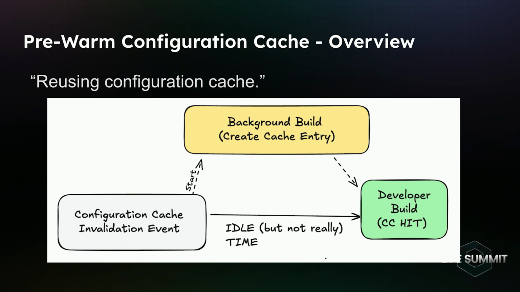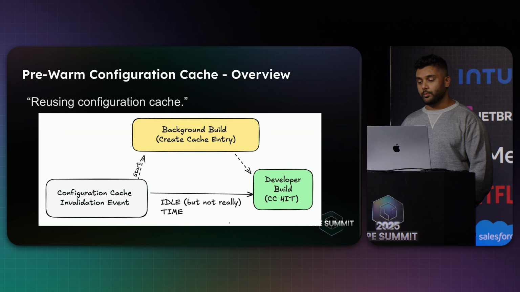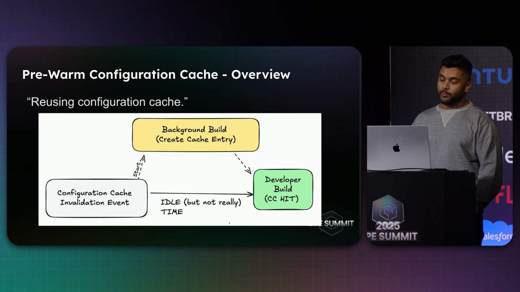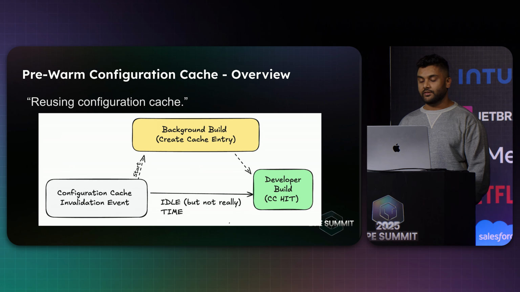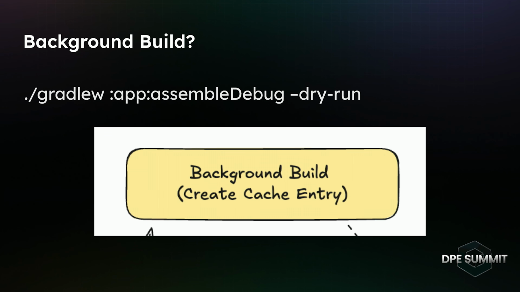How did this happen? Well, while you were away, your computer kept working on your behalf. It automatically started a Gradle build in the background. So by the time you came back and executed your own build, this background build had already gone through the configuration phase and created a cache entry for you. Your build is now able to reuse the cache and skip the configuration phase entirely, resulting in an overall faster build.